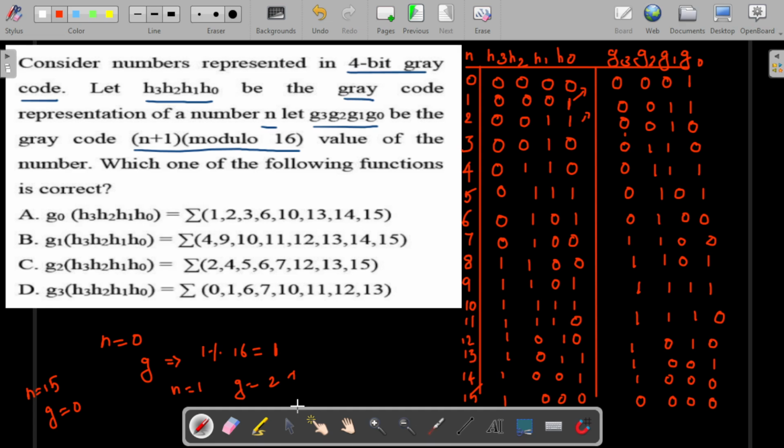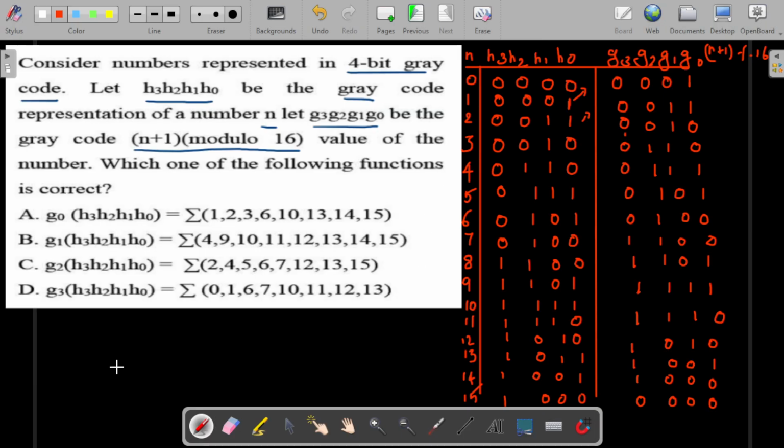So the thing is that now we have to find out the value of each one. So let's take, here they asked everything, G0, G1, G2, G3. I hope this table is fine, right? So this is just an n plus 1 modulus 16. So that is just a gray code representation of n. Okay, so this is very simple. I hope you understand.